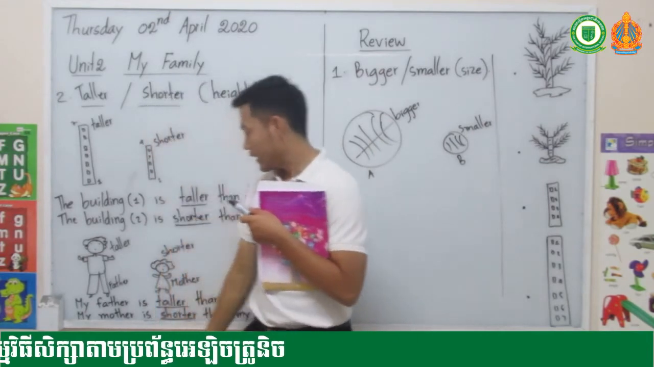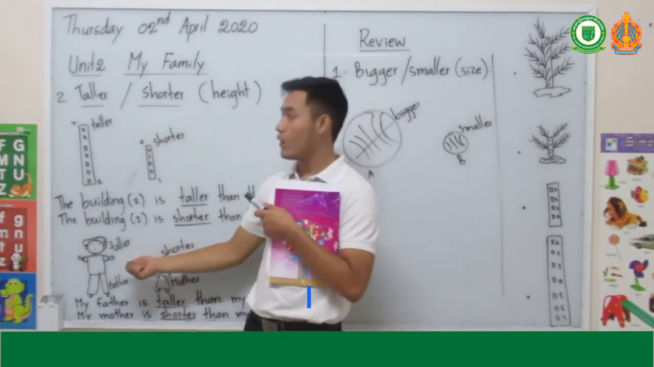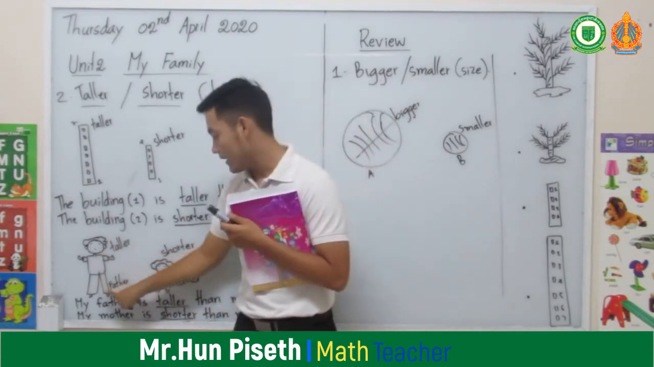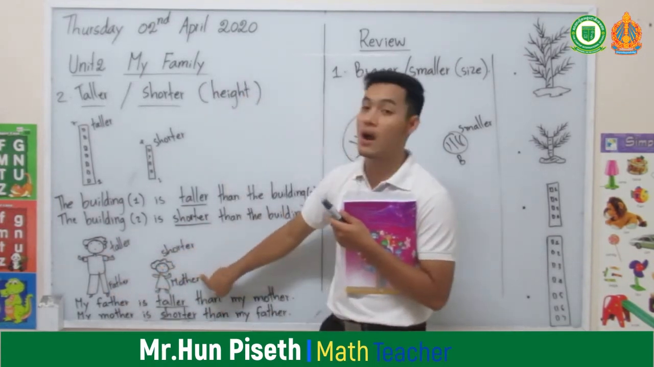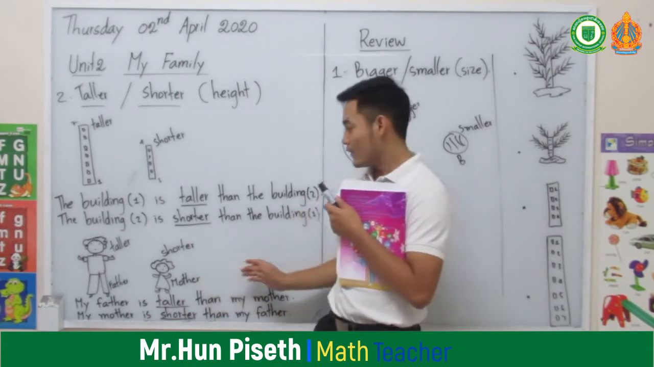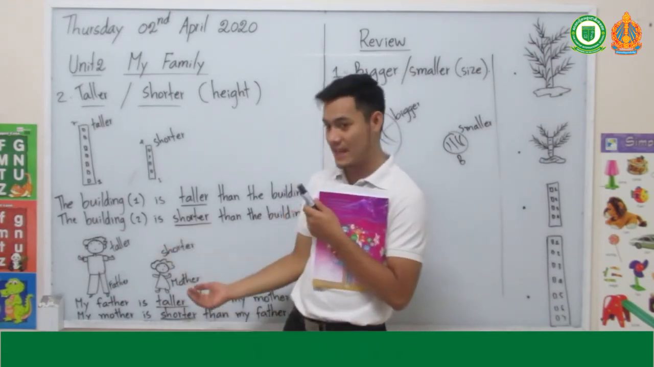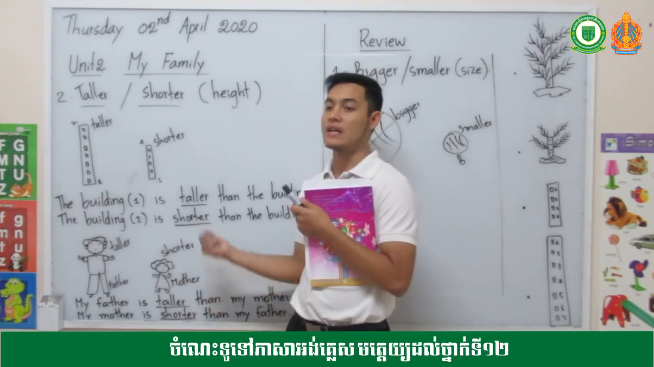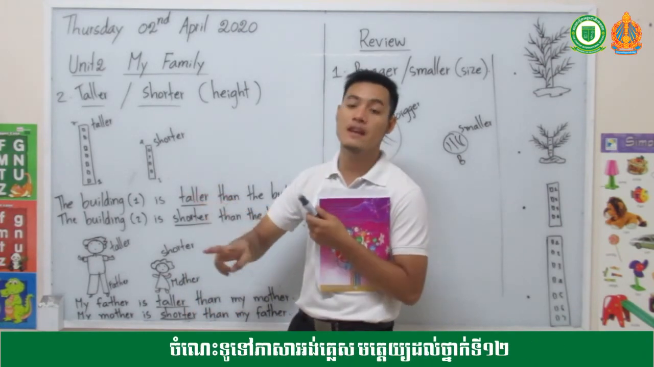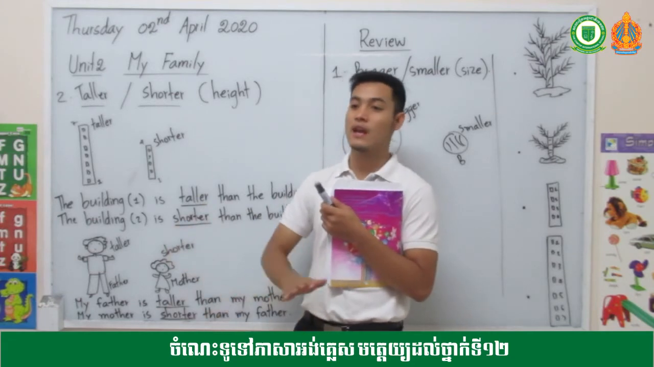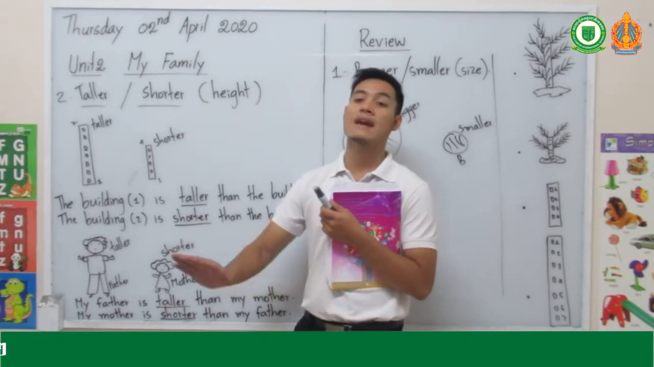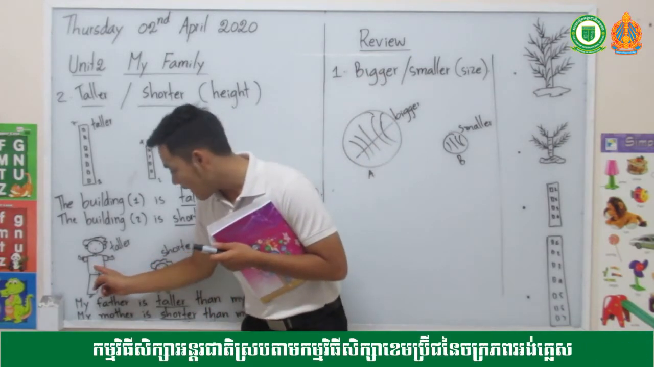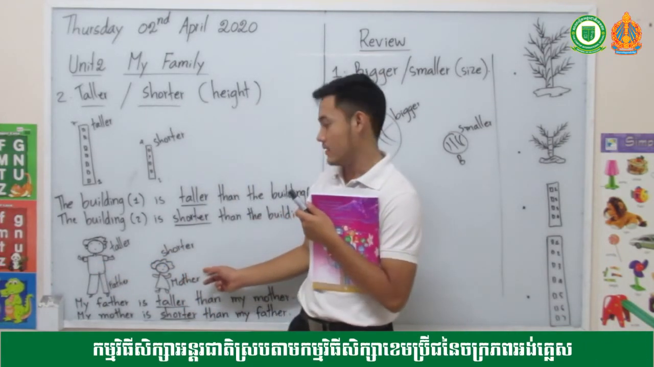Okay, so we go to the second example of the words taller and shorter, where we're going to talk about father and mother. So you really want to know the height of your father and mother, and then you will ask your father and mother to stand close, and then you try to compare their height. So look, this is father and this is mother.